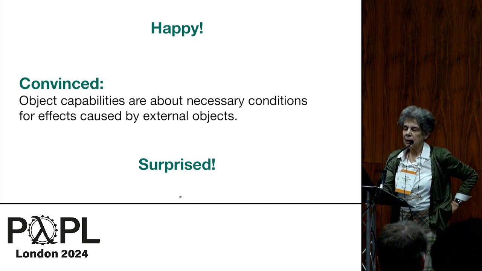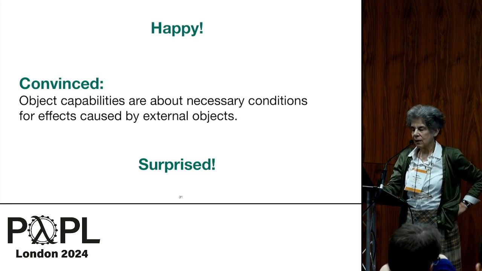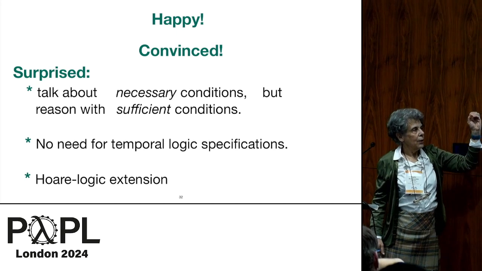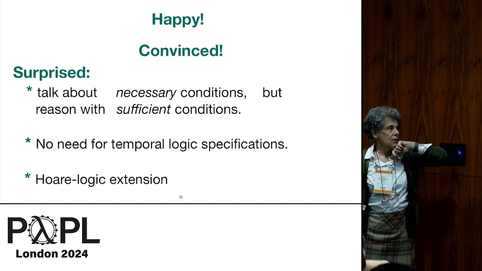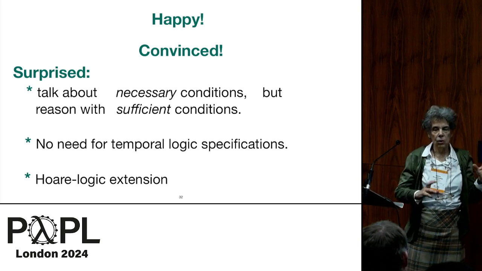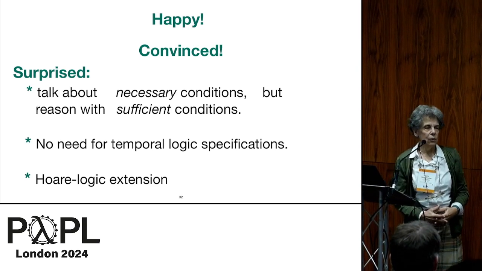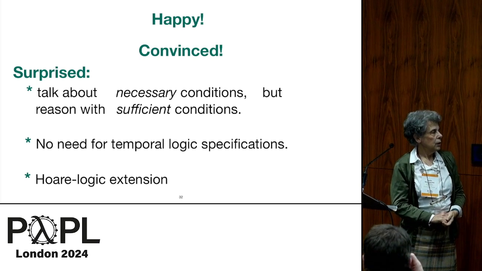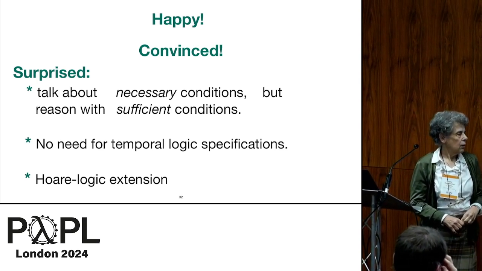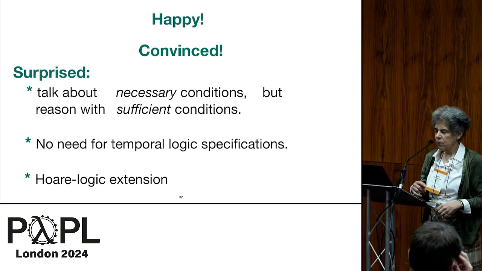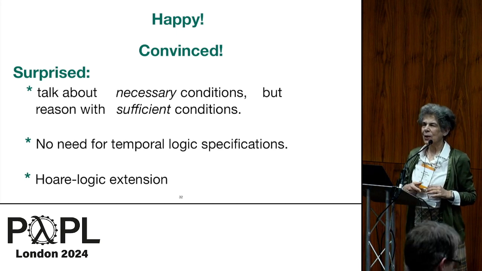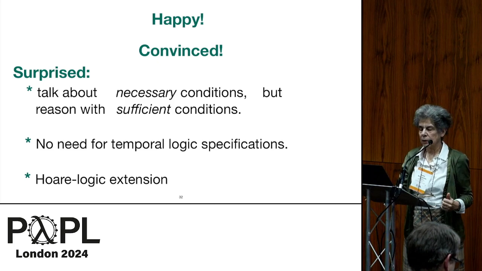I'm convinced that object capabilities are about necessary conditions for effects. And I think that we should consider them in that way. I was very surprised that we are talking about necessary conditions, but what we do is we reason with sufficient conditions. Andreas Podelski has been telling me for several years that every necessary condition has a counterpart sufficient condition, but we did not know how to do it, and now we know how to do it, that we did not need temporal logic specifications, and we finally are working with an extension to a Hoare logic. Some of this we discovered after talking with Julian, Jules Villard, I'm not pronouncing it well, last year, so we have simplified our approach over the years.